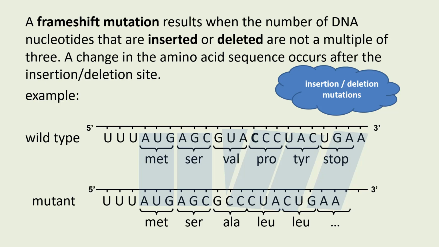So just to recap, what I've just covered were the 2 major types of mutations, the point mutations and the insertion and deletion mutations. I've also broken down the point mutations into the silent mutations, the missense mutations, and the nonsense mutations. So let's switch gears for a moment and talk about what causes these mutations to occur.